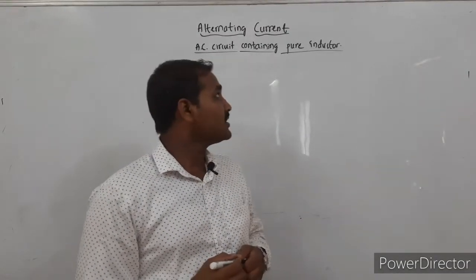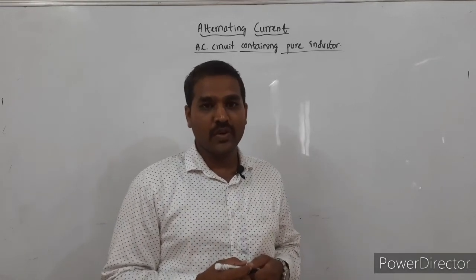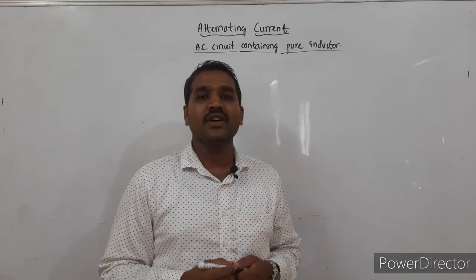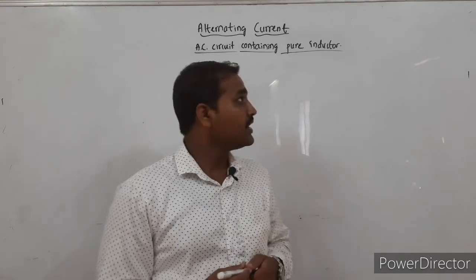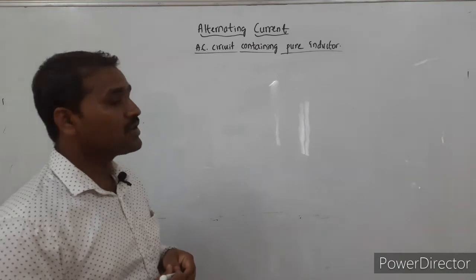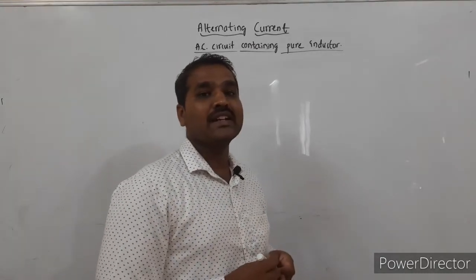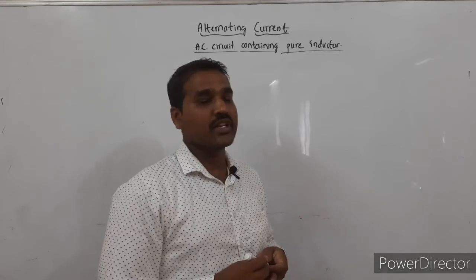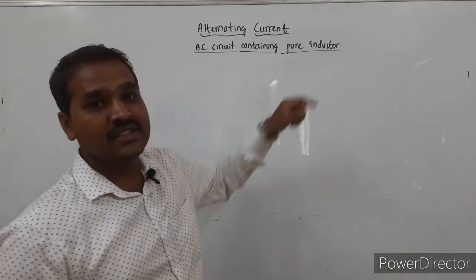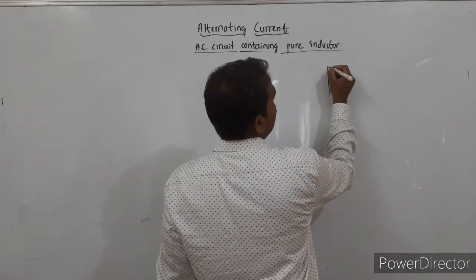In the previous class, we have seen how the current varies with voltage when the AC circuit contains a pure resistor. Now we shall start with the concept of an AC circuit containing a pure inductor. We shall see how the alternating current varies with the alternating voltage when the circuit has just an inductor. Let me plot the circuit diagram here.